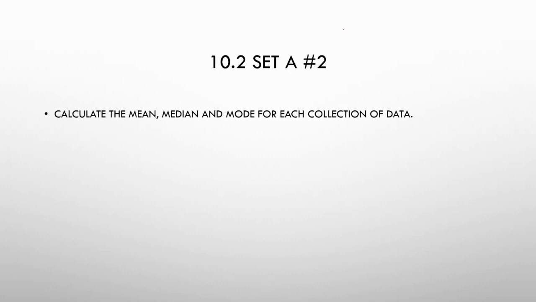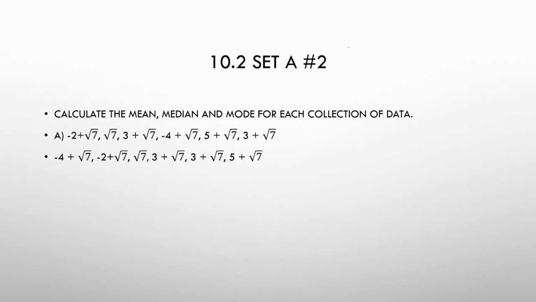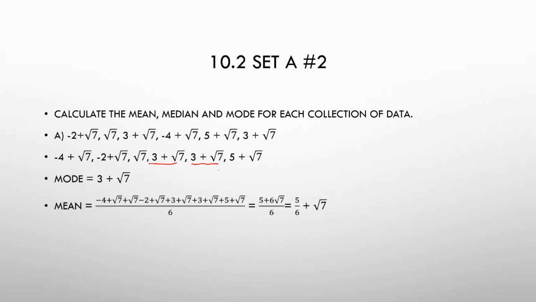Okay, so we're going to take a look at number 2 now. And we're again calculating the mean, median, and mode. Part A gives me the numbers -2 plus the square root of 7, square root 7, and so on. The first thing I did was I put my numbers in order. So my smallest number is -4 plus the square root of 7. And my biggest number is 5 plus the square root of 7. And I have 2 copies of 3 plus the square root of 7. So that's the mode. That's the number that occurs the most often.